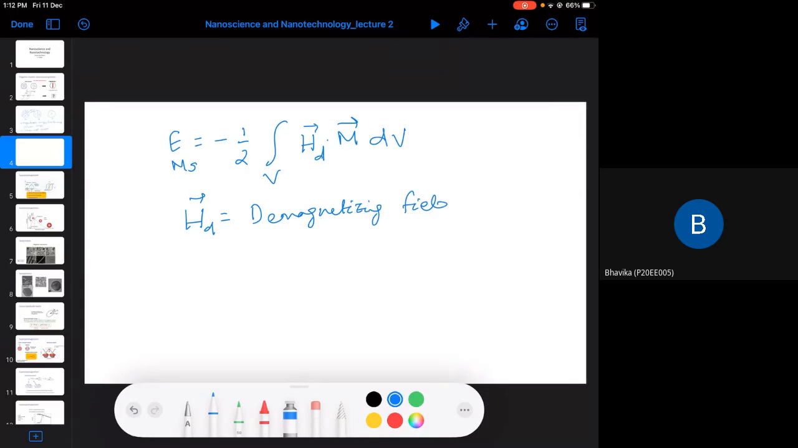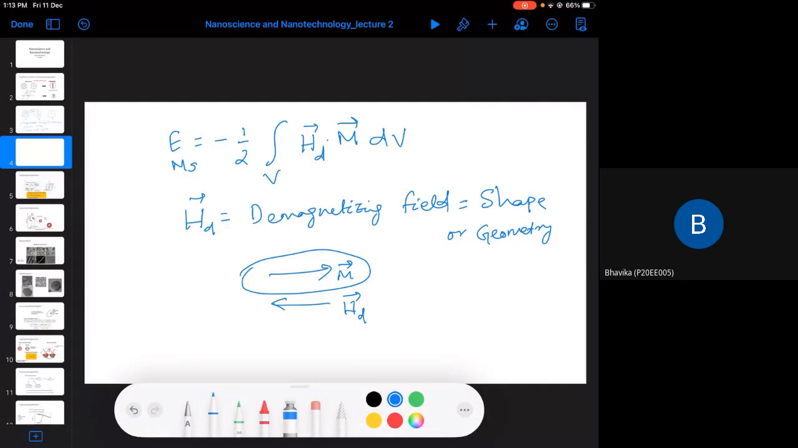This demagnetizing field is always present in any ferromagnetic body. If I take a ferromagnetic body, let's say in this elliptical form, with a magnetization M, it will always have a demagnetizing field which is in the opposite direction to the magnetization direction. So every ferromagnetic body is always associated with a demagnetizing field, and it is always associated with the shape or the geometry.